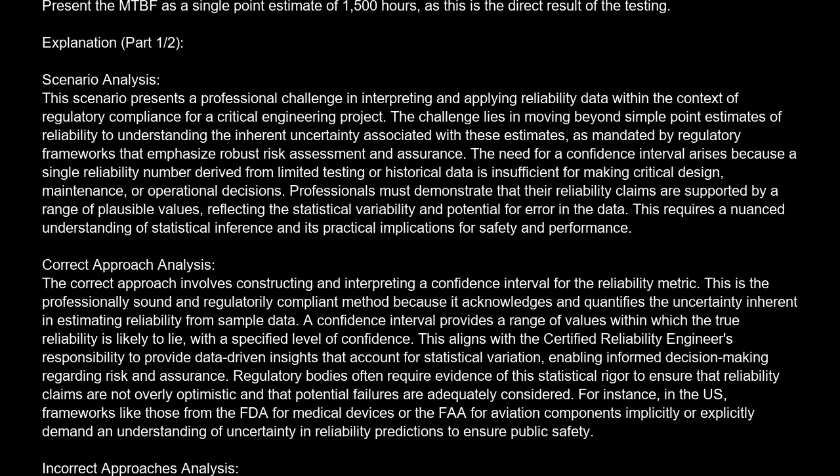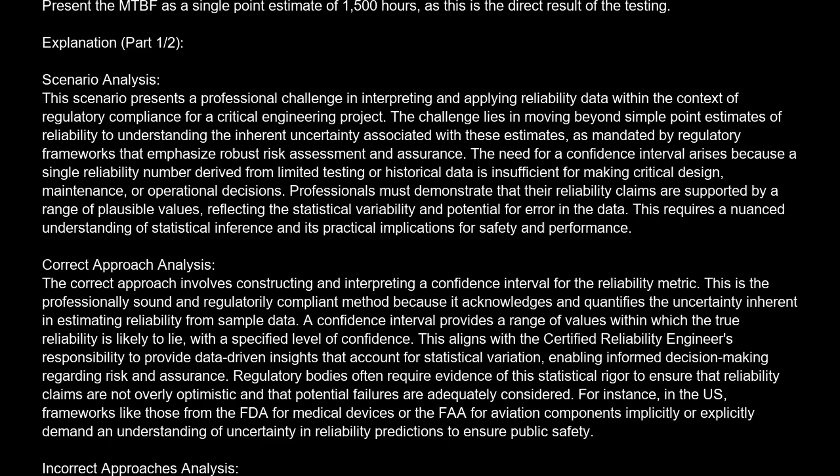Correct approach analysis. The correct approach involves constructing and interpreting a confidence interval for the reliability metric. This is the professionally sound and regulatorily compliant method because it acknowledges and quantifies the uncertainty inherent in estimating reliability from sample data. A confidence interval provides a range of values within which the true reliability is likely to lie, with a specified level of confidence.